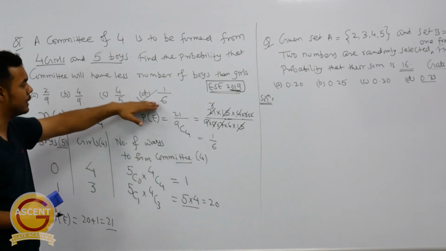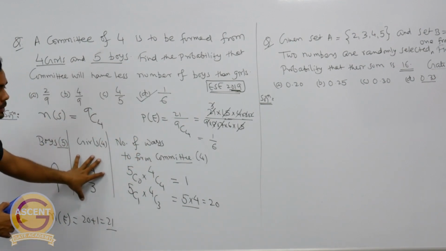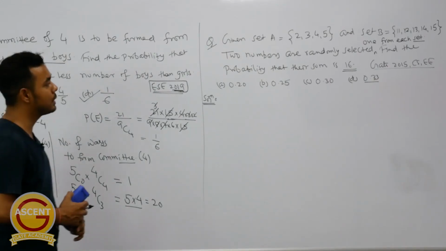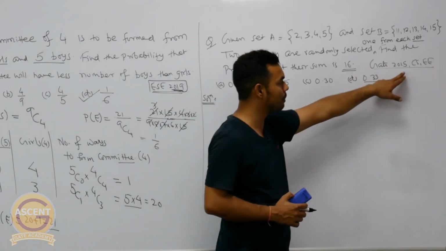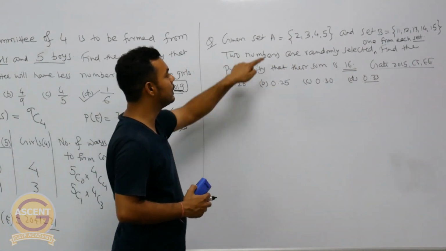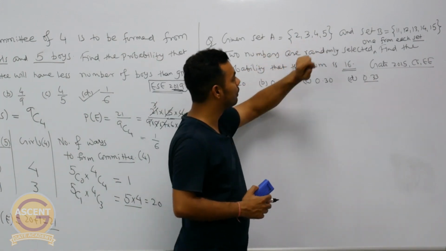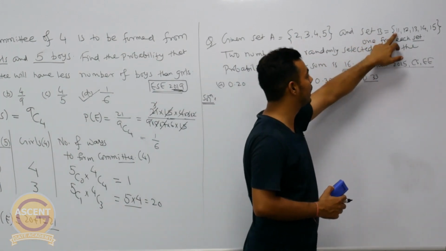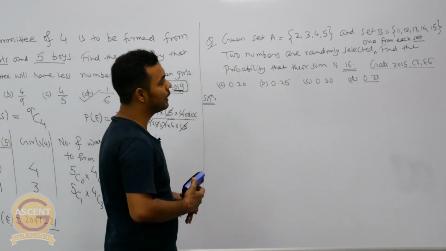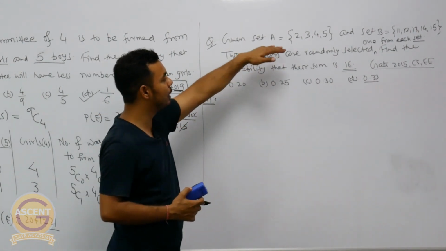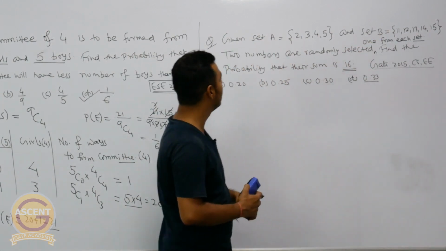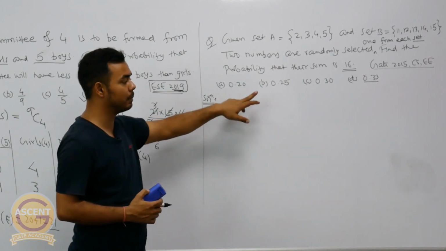So as you can see, this was a very simple problem. Only thing is that you have to form this table, and from the table you have to see what are the possibilities. Now the next question was asked in GATE 2015 in computer science and electrical engineering. The question is, 2 sets are given. One set A is 2, 3, 4, 5, and another set B is 11, 12, 13, 14, 15, and 2 numbers are randomly selected, one from each set. So this means one number is selected from set A and another number is selected from set B. Now the question is, find the probability that their sum is 16.